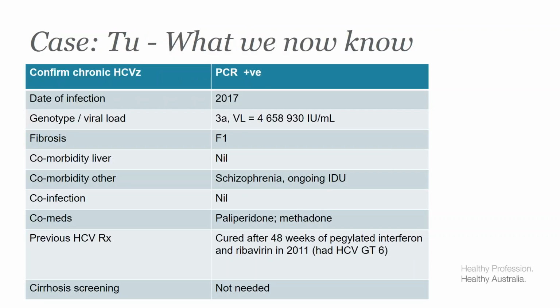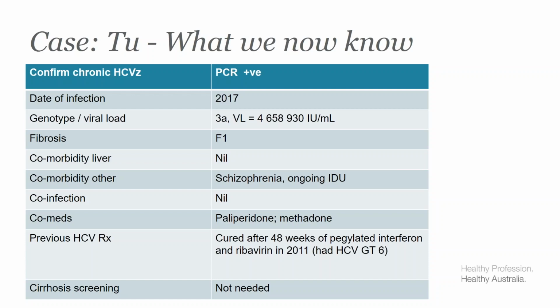So what we now know about her: she was reinfected in 2017 during that septicemia. They found out when she had septicemia that she had a reinfection. She's got type 3A. She's got early or minimal fibrosis. There's no liver comorbidity that we know of, no co-infections. She's got the other comorbidities, though, of schizophrenia and some ongoing intravenous drug use.